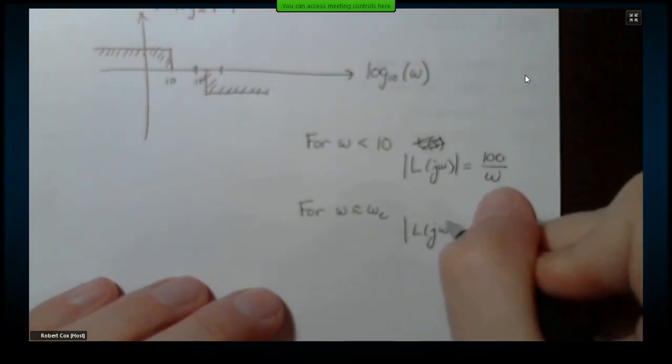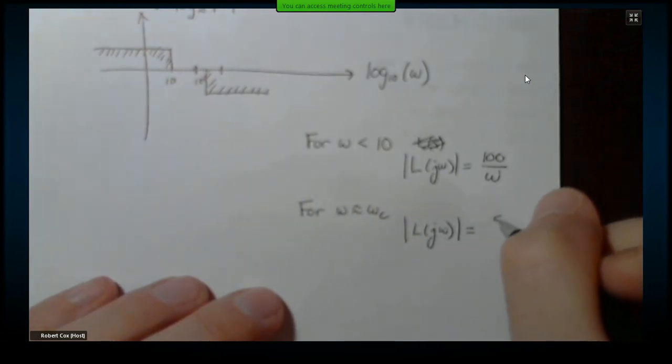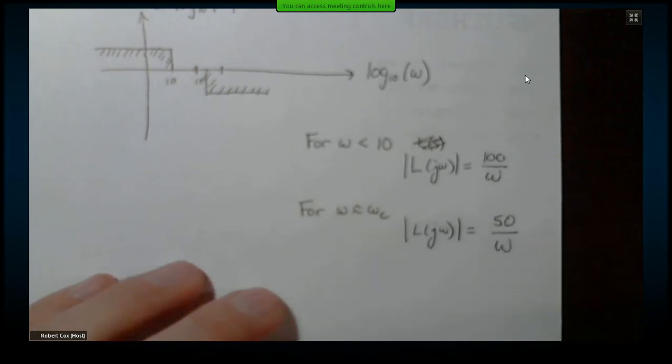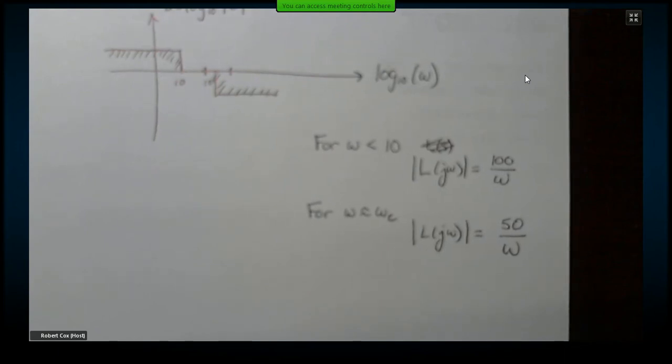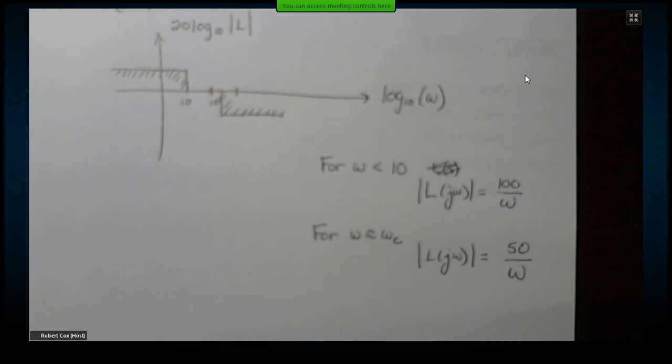this guy acting like 50 over omega, right? Then when omega equals 50, the magnitude of L is equal to 1, okay? And this is acting like it has only one pole, okay? All right, now I can begin to draw in some of these effects on this guy, okay?